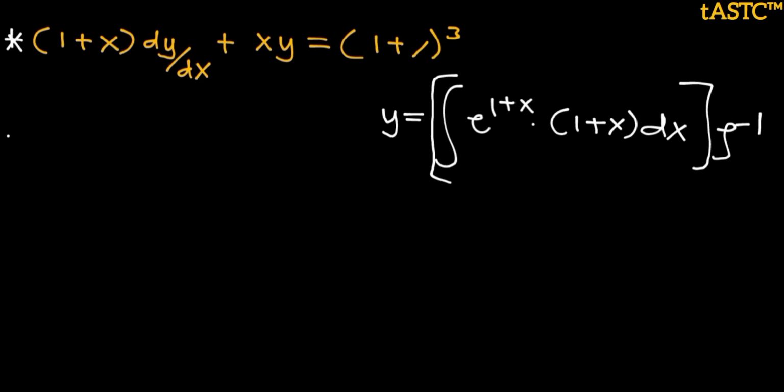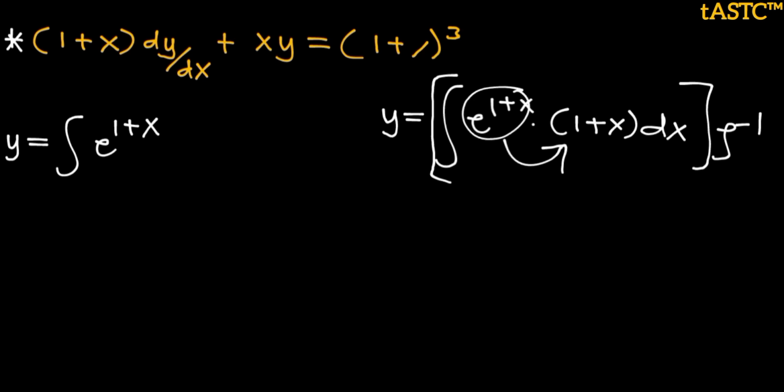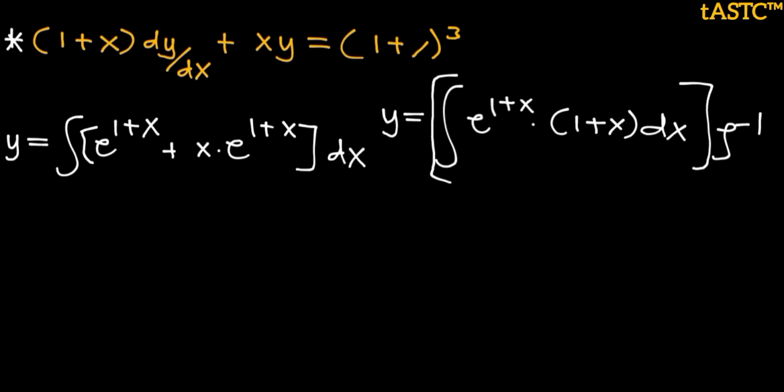Now simplifying, you would have y equal to the integral of e to the 1 plus x. I'm going to take this and multiply with 1. That gives us this stuff. Next up, I will take this and multiply with x. So that is going to give us x e to the 1 plus x. So that is what we have.